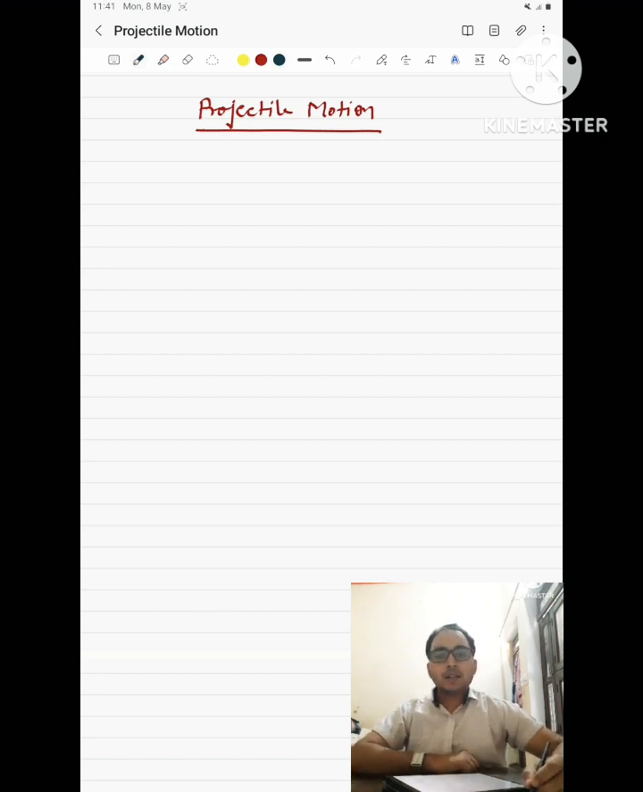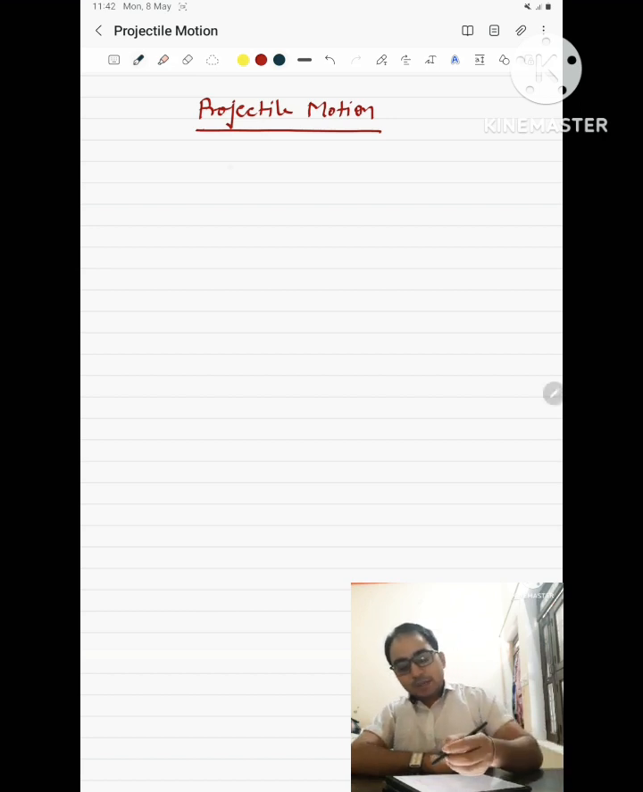So before starting the exact projectile motion, first I will discuss constant acceleration. Suppose a particle is moving with a constant acceleration or a uniform acceleration, then what will be the path or trajectory of that particle? There are two possibilities. One, the particle can go in a straight line, and the second one is the particle can go along a parabola. So there are two conditions.